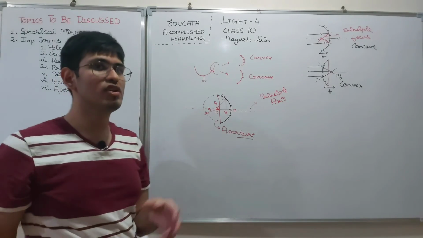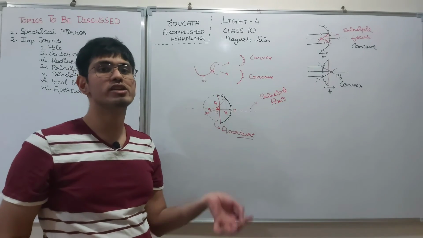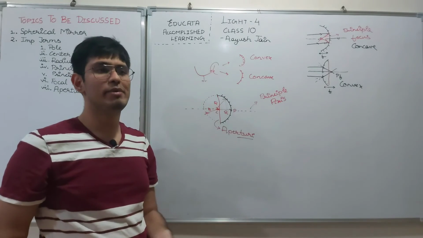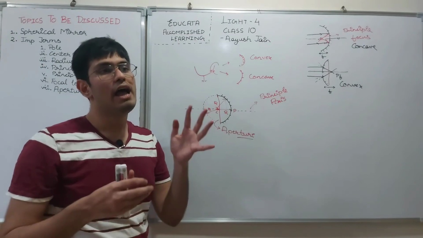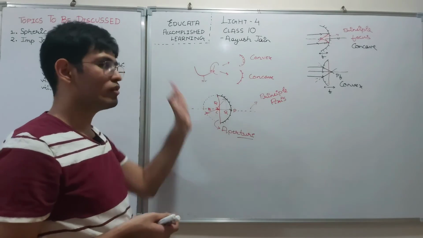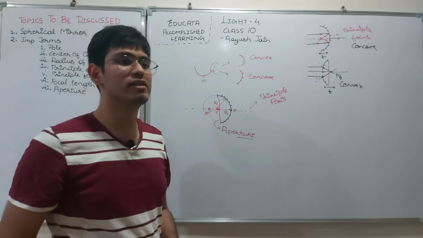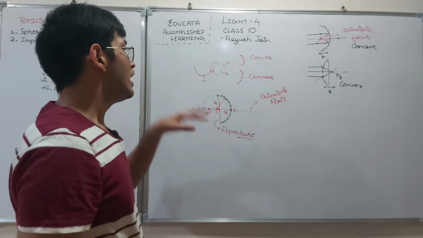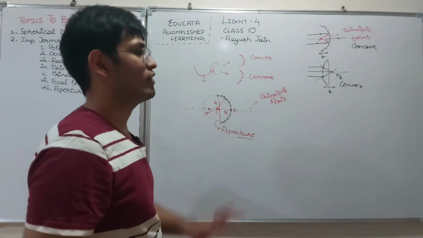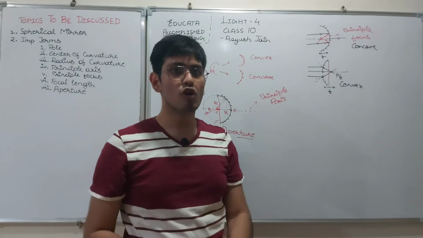In the further lectures, we will look towards the ray diagram formation, types of images that we are going to get, and we will look towards different positions where the object can be placed, and the image that we are going to get corresponding to that in both the cases, in concave mirror and convex mirror. Okay, so that's all for today.